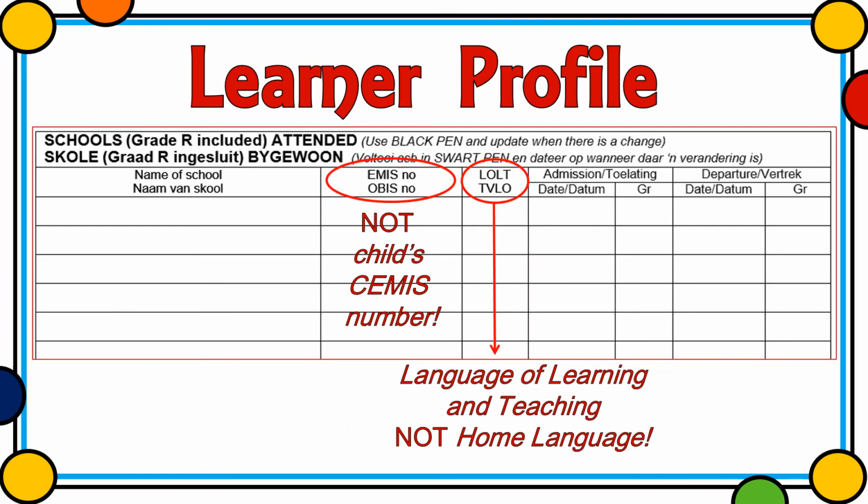Schools that the learner attended. First of all, we need to note that the EMIS number is not the child's SIAS number. The EMIS number is the specific number given to a specific school, and each school has its own EMIS number. Secondly, the LOLT stands for Language of Learning and Teaching. Note that it's not the home language. Many people do not complete this section correctly.